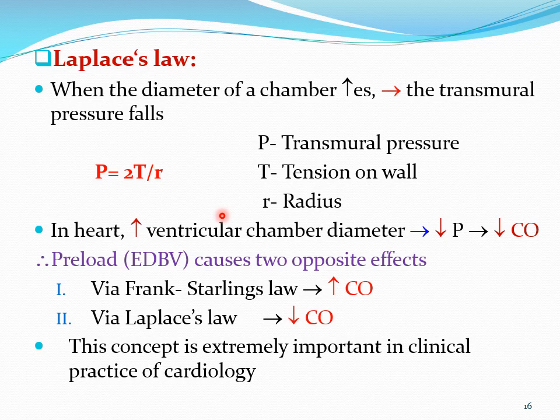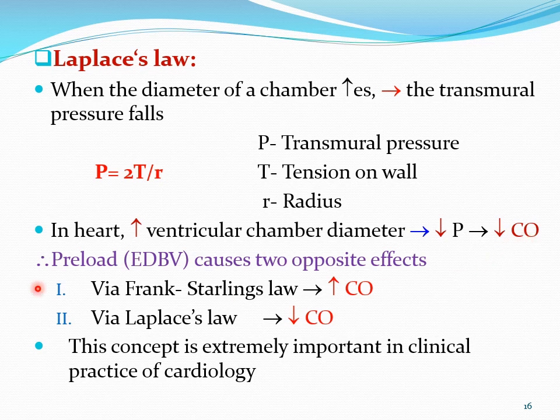Okay, now apply this law to the heart. In the heart, if the ventricular chamber diameter increases, the transmural pressure falls. So an increase in ventricular chamber diameter decreases the transmural pressure and decreases the cardiac output. According to Laplace's law, an increase in chamber diameter leads to a decrease in cardiac output.